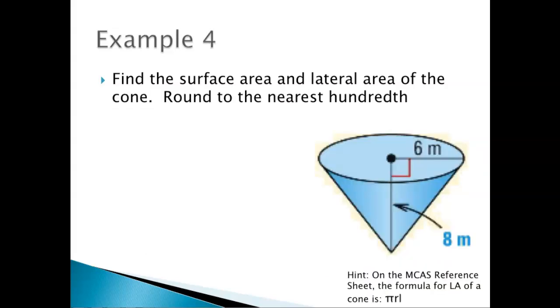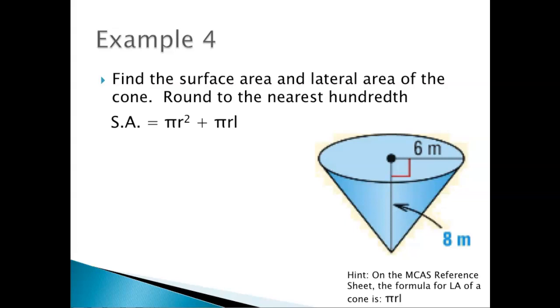All right, now we have a cone. Find the surface area and lateral area of the cone, and again, round to the nearest hundredth. Now, as a hint, on the MCAS reference sheet, the formula for lateral area of a cone is given to you as pi r l. So to find the surface area, we would have to find the area of the base, which is a circle, so pi r squared, plus the lateral area, everything else, pi r l.